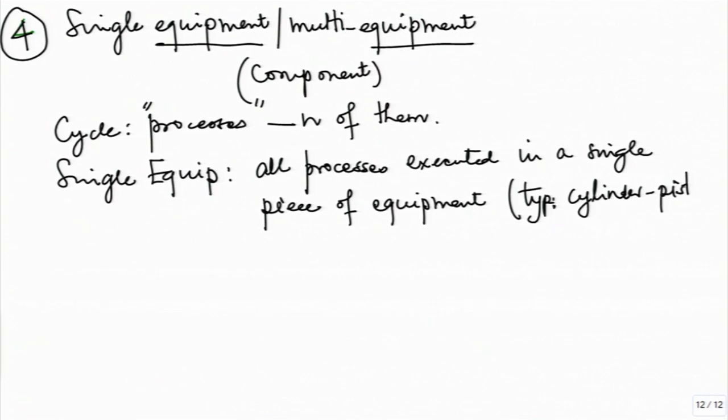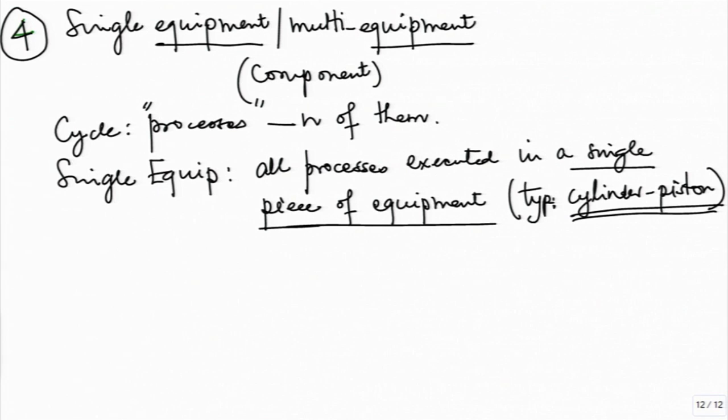cylinder piston with associated mechanisms, valves, either piston rod or direct crankshaft, connecting rod, crankshaft, throw of the crank, all those paraphernalia. Okay. So, whether it is a heating process, whether it is a cooling process, whether it is a heat generation process, whether it is just expansion, compression process, all processes in a single piece of equipment. And that piece of equipment is almost invariably a cylinder piston arrangement.